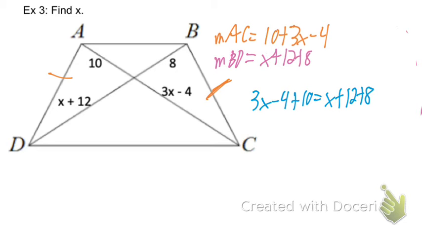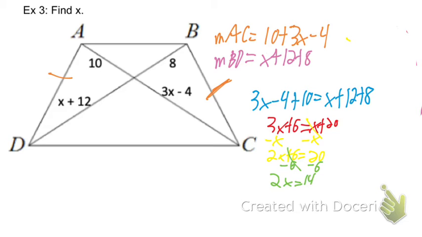So, we combine like terms. 3x plus 6 is equal to x plus 20. From there, I would subtract x. 2x plus 6 is equal to 20. Subtract 6. 2x is 14. Divide by 2. X is 7.